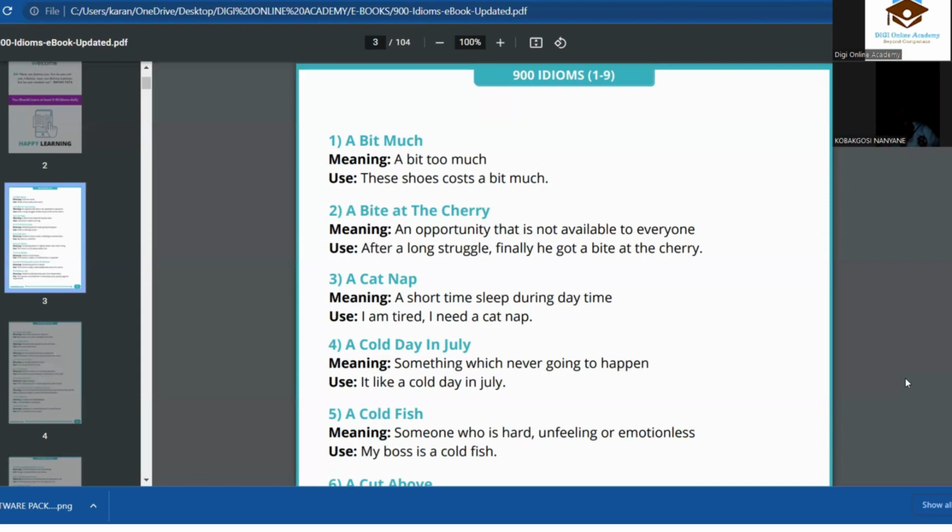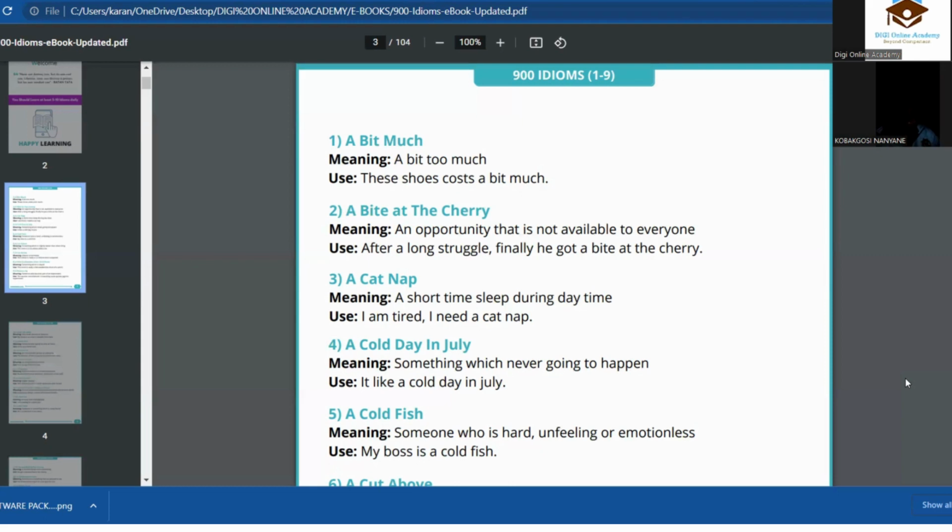Okay, since we are learning idioms now, we are going to make simpler, smaller sentences, and we are going to use the situations around us. Easy for you, right? You will be more comfortable. Now, second one, a bite at the cherry.